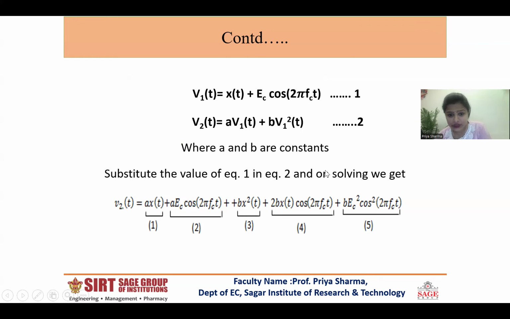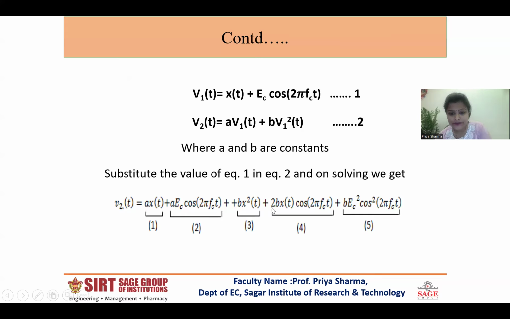Substituting the value of v1(t) and solving, we get a x(t) plus a Ec cos 2 pi fc t, these two terms, plus b v1 squared (t), which expands to b x squared (t) plus 2b x(t) Ec cos 2 pi fc t plus b Ec squared cos squared 2 pi fc t. So we get these five terms, where a x(t) is the modulating signal, a Ec cos 2 pi fc t is the carrier signal, and b x squared (t) is the squared modulating signal. As we are getting a squared term, it is named the square law modulator.